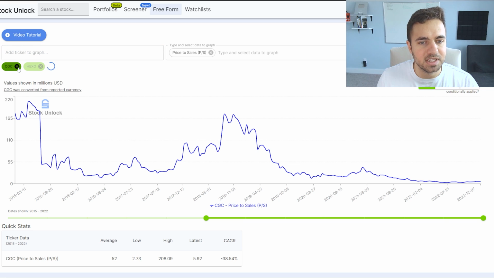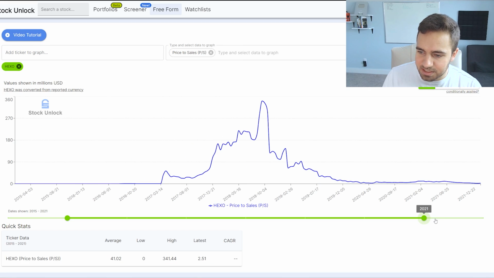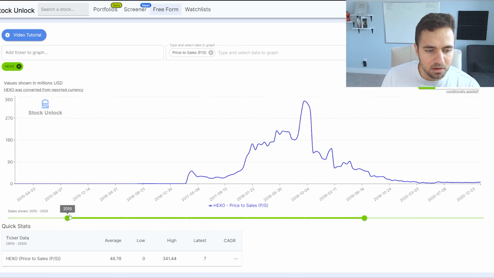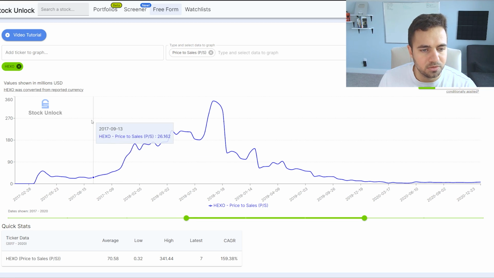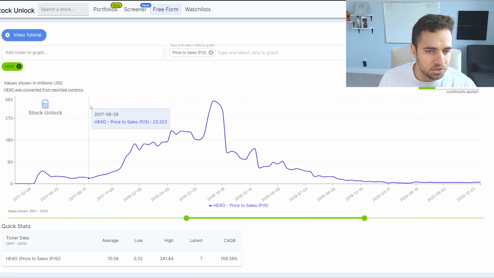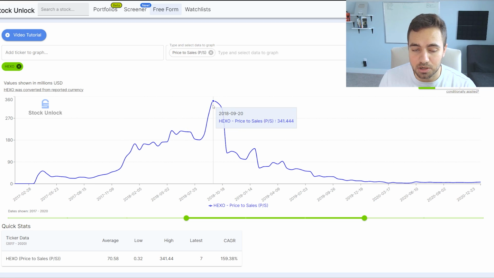Let's take a look at another example right here, which is Hexo. This is the exact same story. Let's zoom into about 2020 and let's zoom into about 2017. So if you were taking a look at Hexo right here from 2017, price to sales ratio of 23 spikes all the way up to 341. Now it's all the way back down here by 2020. It's got a price to sales ratio of 5.